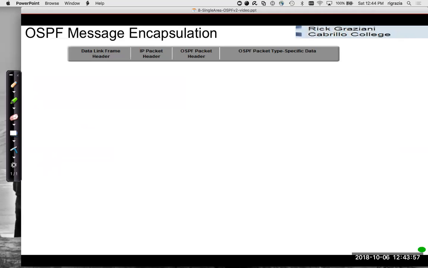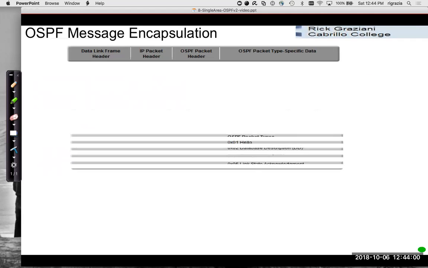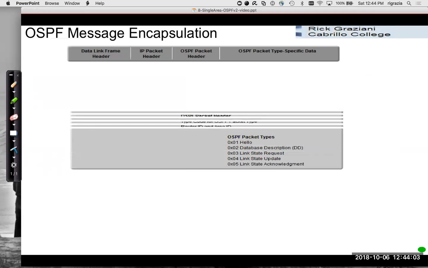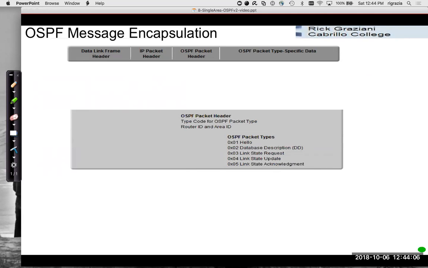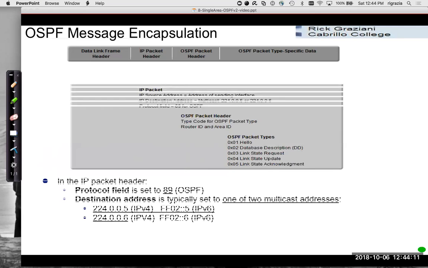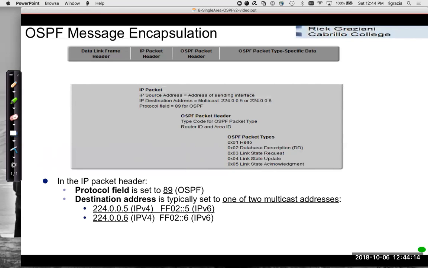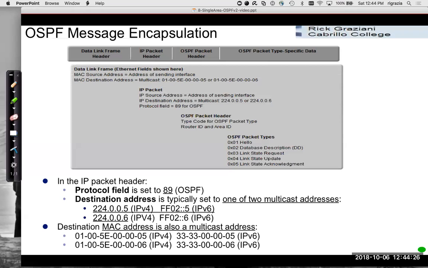As far as OSPF message encapsulation, we have different OSPF packet types which share a common OSPF packet header. We'll be looking at some of those packet types shortly in another video. They're encapsulated in an IP packet using one of two multicast addresses for IPv4 and IPv6, and we'll be talking about those a little later. That's all encapsulated in an Ethernet frame when sent over Ethernet, with a destination MAC address of the IPv4 or IPv6 multicast address.